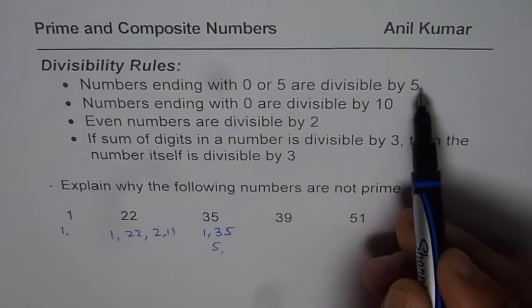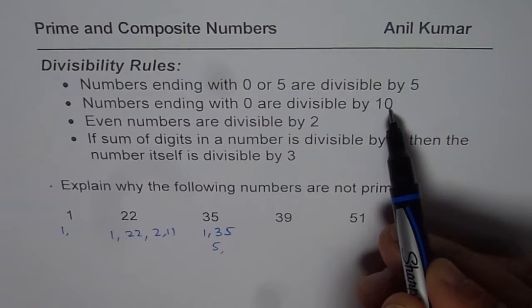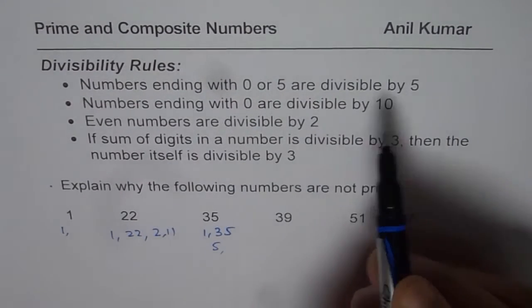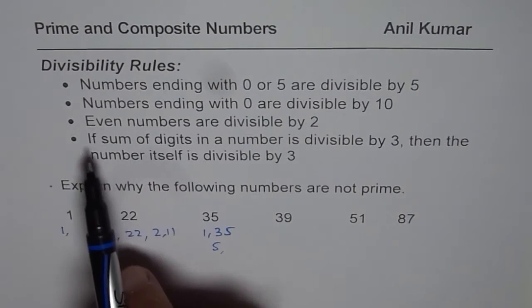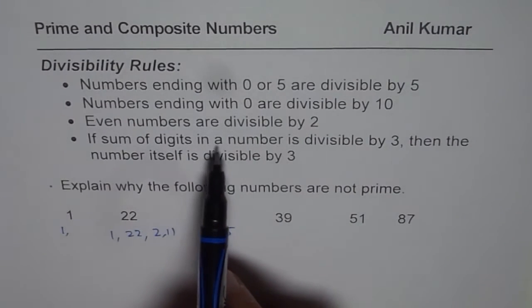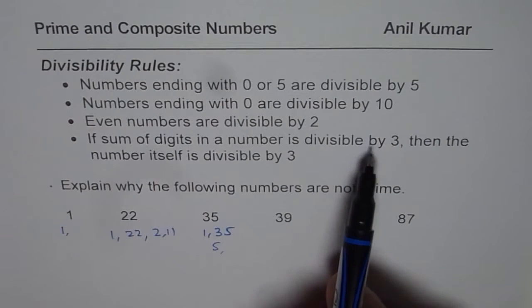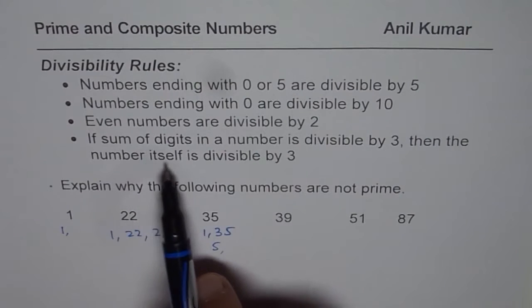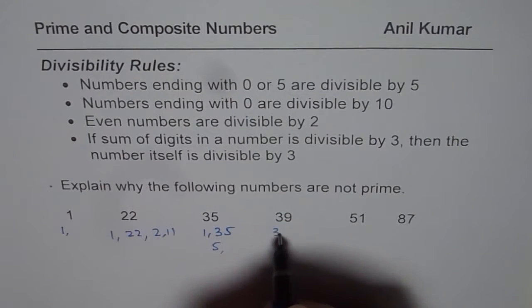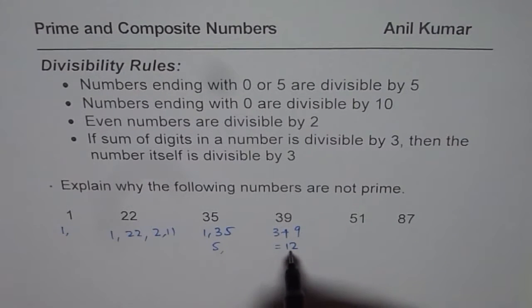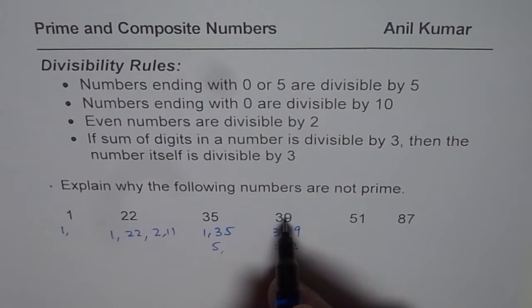39. It cannot be divided by 5, it cannot be divided by 10, it cannot be divided by 2. But let's check for 3. The divisibility rule for 3 is that if the sum of digits in a number is divisible by 3, then the number itself is divisible by 3. Sum of digits means we add 3 and 9, which is 12. Can you divide 12 by 3? Yes, you can. 3 times 4 is 12. And therefore you can divide 39 by 3 also.